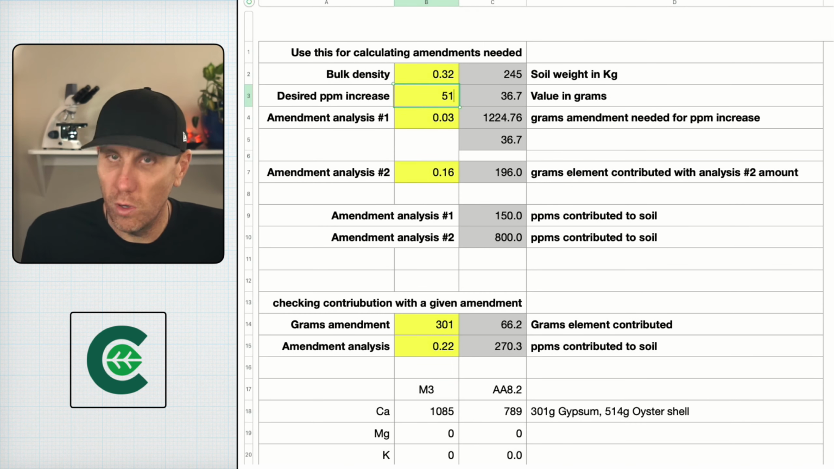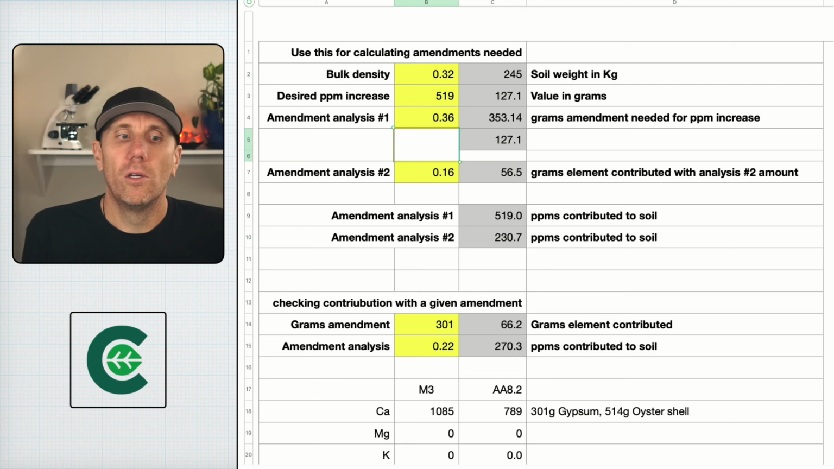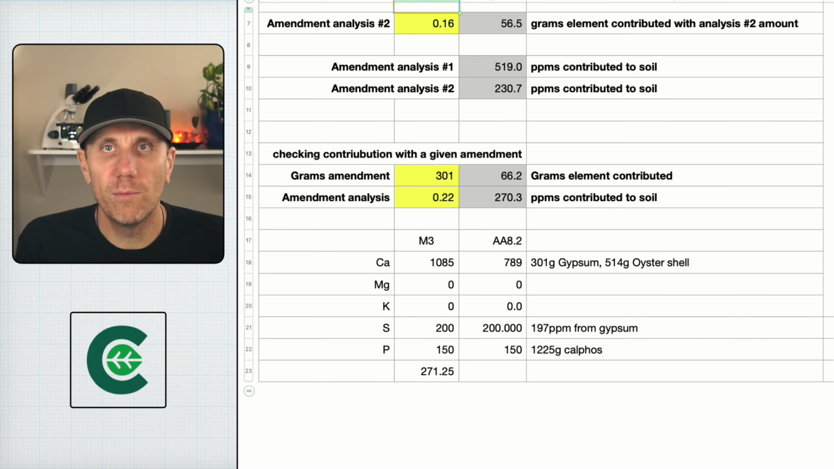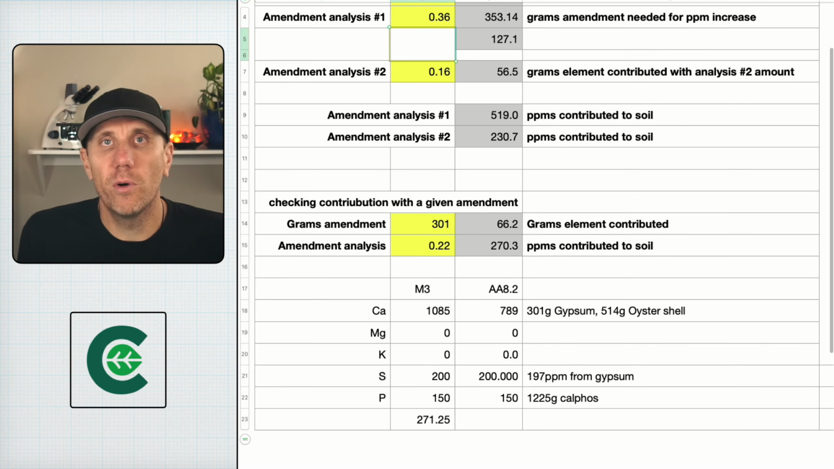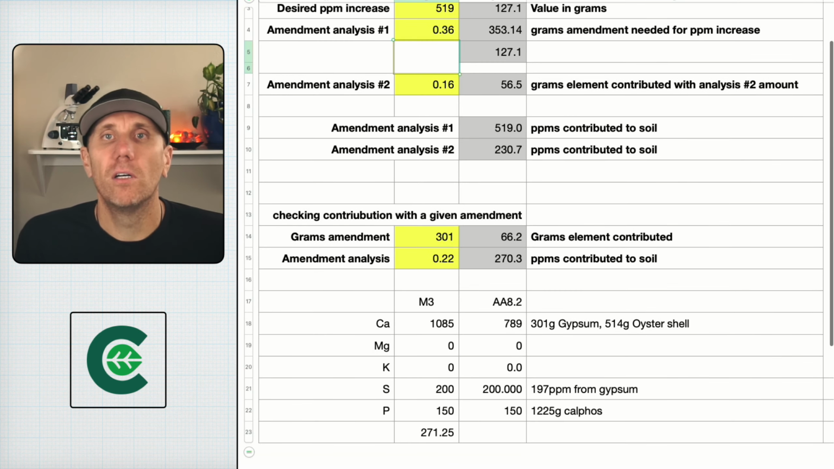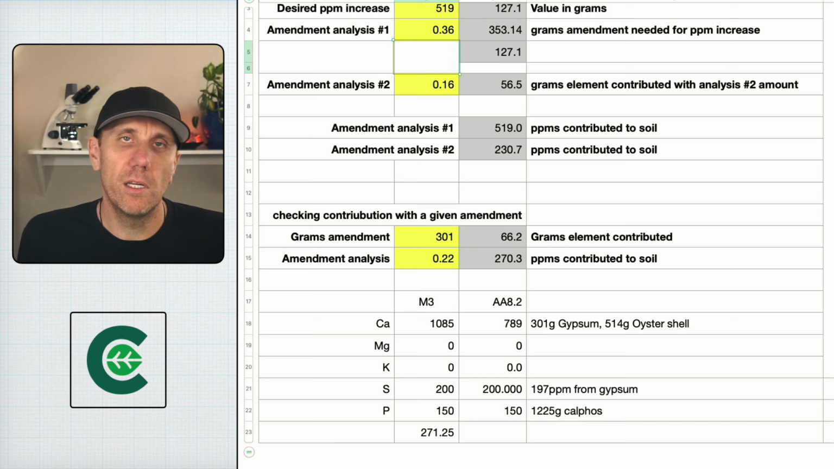So we need 519 more parts per million of calcium using a 36% oyster shell flour. That's 353 grams of element. So, if we scroll down to our little notes here, based on the Mehlich 3 test, we're going to want 301 grams of gypsum and 514 grams of oyster shell per cubic yard. If we believe that the 8.2 values are correct, which I don't, but if we did, we would then use 301 grams gypsum and 353 grams of oyster shell. So, there's like a good 40% variation in what you're going to need to correct the soil to hit the target values. So just some things to consider.